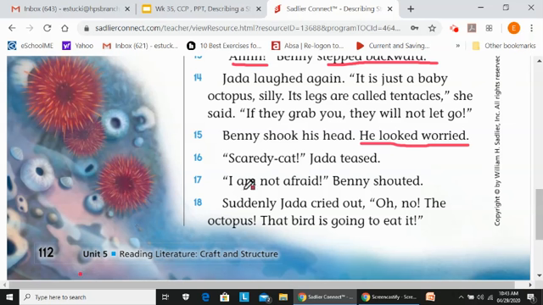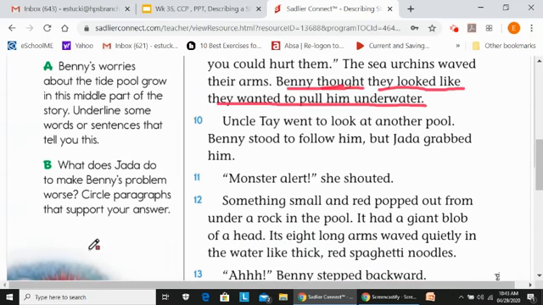Okay. Now, the next part is what does Jada do to make Benny's problem worse? Circle paragraphs that support your answer. Now, in the previous part of the story, in the beginning part, we saw how Jada keeps teasing him to actually scare him more. So it's not helping his bad situation, right? There's nothing worse than when you are scared of something and other people think it's funny. Nobody can think how you feel. And that's unfortunate because it makes it worse for you as the person in that situation.